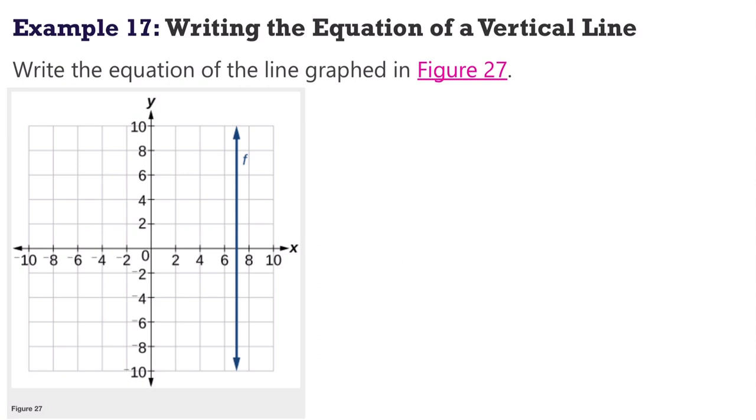Okay, so then for this one. So this one, we have a vertical line. We can also choose the values of y and find the corresponding x. No matter what value of y we choose, x is always 7 in this case. So the equation of this line is going to be x equals 7.